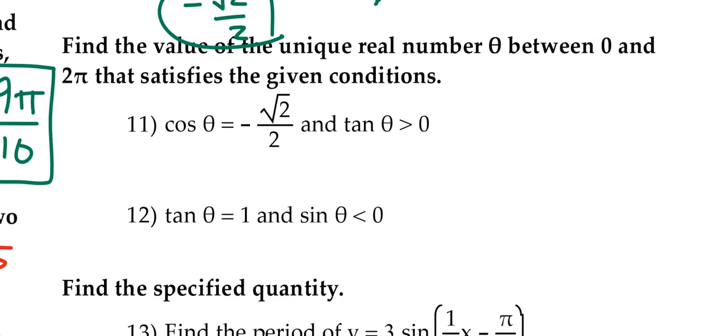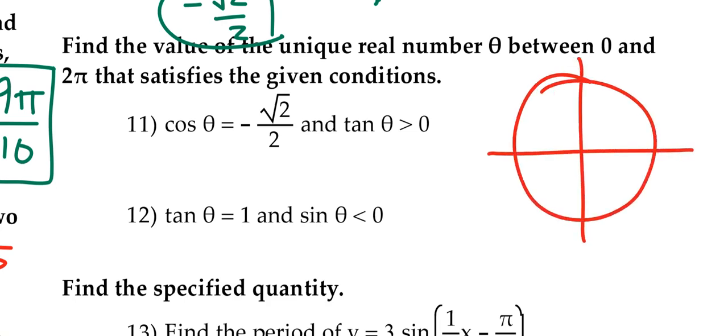Find the value of the unique real number theta between 0 and 2 pi. So my answer better be in radians that satisfies the given conditions. Well, it's going to be hard to screw up the whole radians degree thing because all your answer choices will be radians. Boy, that'd be an interesting trick. See how many kids would pick the degree one when it said between 0 and 2 pi? Nah, that's pretty evil. Okay.